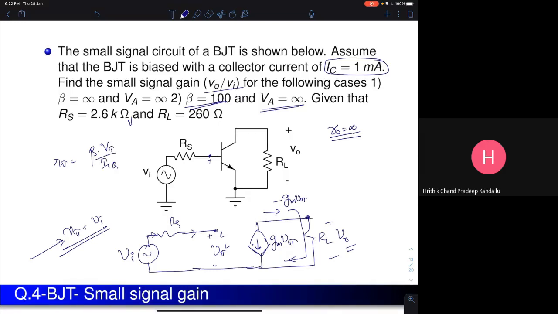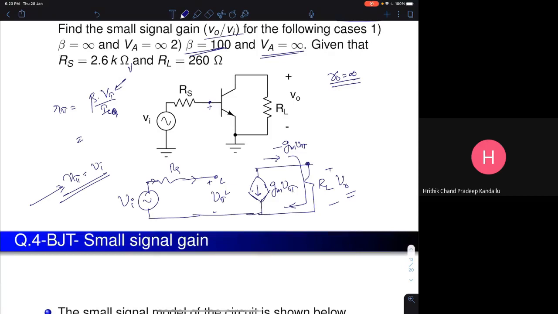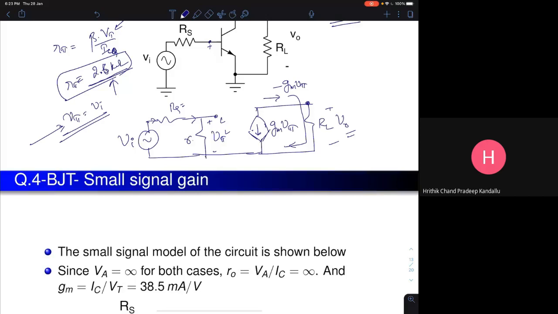And that turns out to be beta into Vt upon ICQ. So that is around, I'll take Vt as 26 millivolts, 2.6 kilo ohms. So it is 2.6 kilo ohms. If you assume Vt as 26 millivolts, that's okay. Take Vt as 26 millivolts. So this is your R pi. Now Rs is given to be, so now instead of open circuit, you are going to have an R pi here.